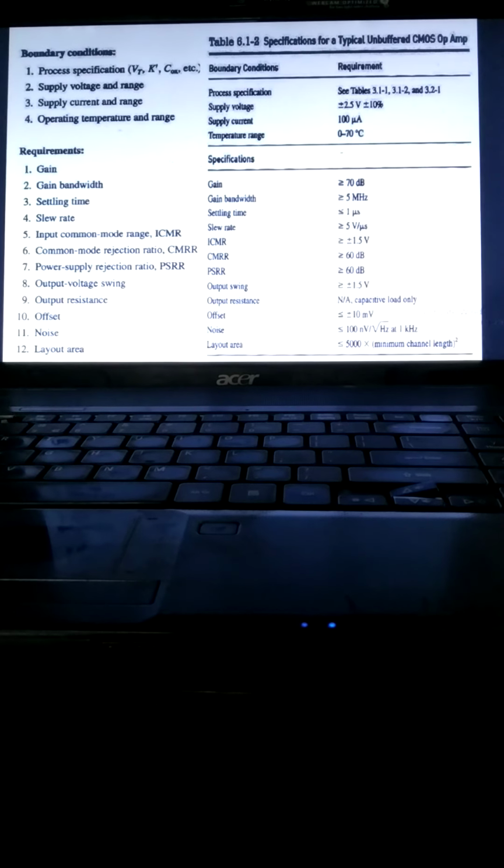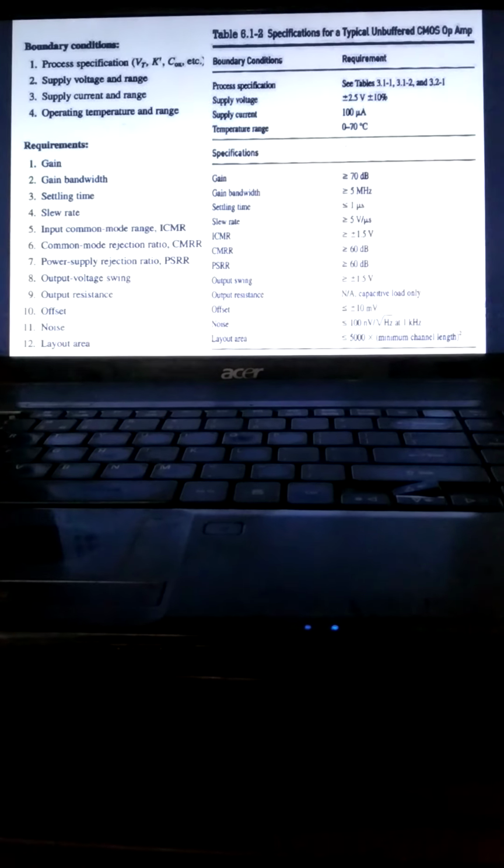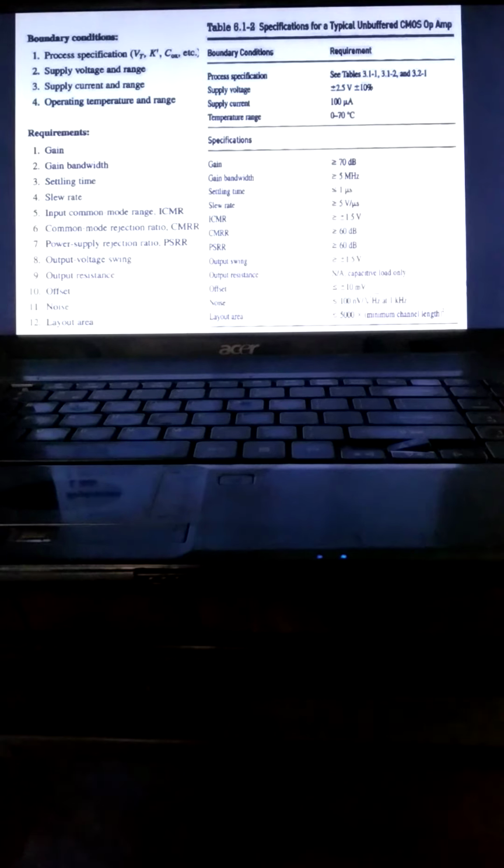Now, what do you mean by range? Range means the lower limit and the upper limit. We can't say exactly what the lower and upper limits are, but we can specify some percentage based on the minimum voltage. So based on that minimum voltage, we can specify the supply voltage, supply current and operating temperature with their ranges. Now, this is the first condition, that is the boundary condition.